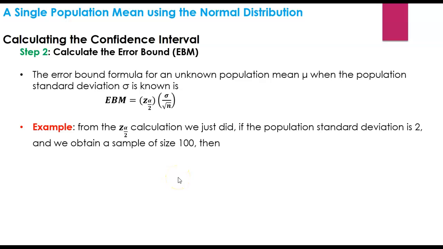Example, from the z of alpha over 2 calculation we just did, if I give you a population standard deviation of 2, and we have a sample size of 100, then our error bound measure is 1.96 times 2 over the square root of 100, which is 0.392.